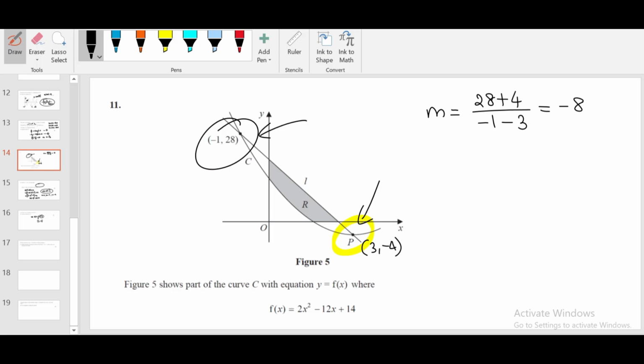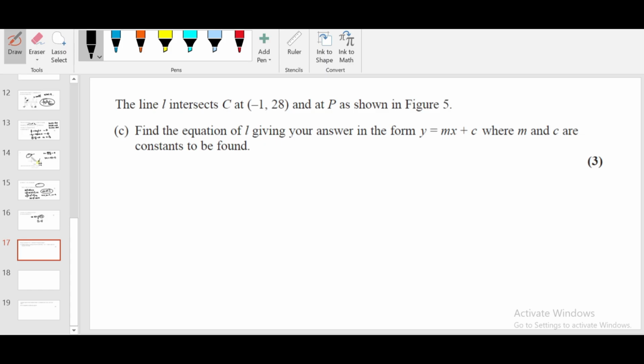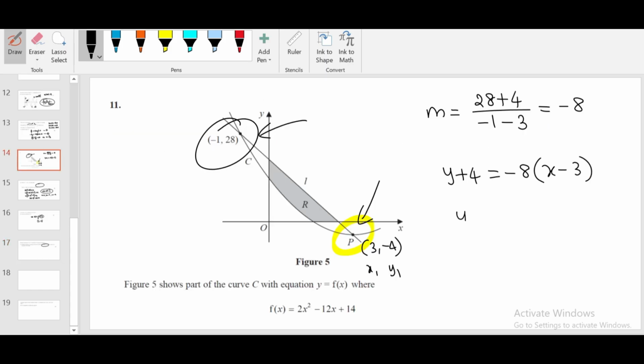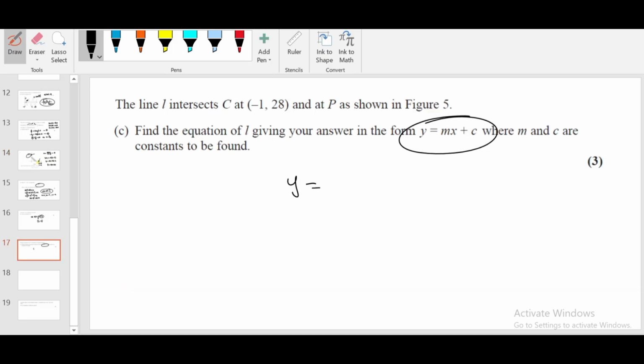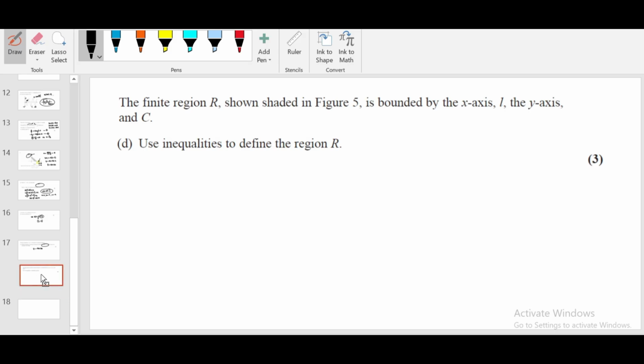So the equation, take any one of the points as x1, y1. So y minus y1 is equal to slope times x minus x1, or you can use y is equal to mx plus c also. The question says they want the answer in this form. So y is equal to minus 8x plus 8 3s are 24 minus 4. So y is equal to minus 8x plus 20. That's the answer for this part. Y is equal to minus 8x plus 20. That's all. Part C is over. Let's move on to part D.